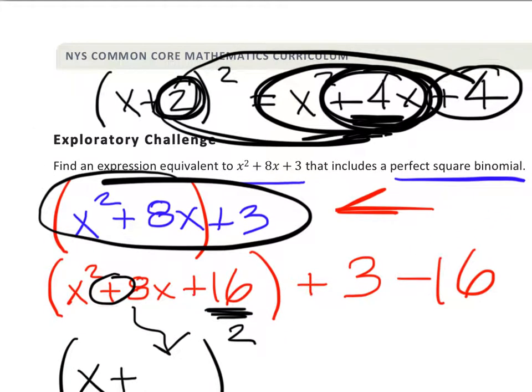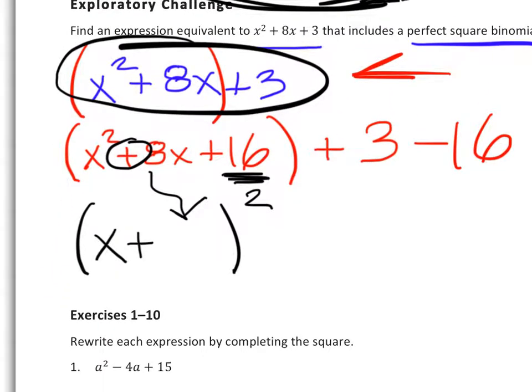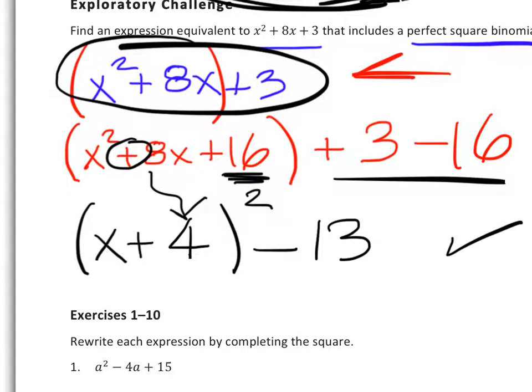Do you remember how we came up with this number here? We had to square that one. And in order to get that number, we had to do what to this? Divide by 2. So down here, half of 8 is 4. On the outside, you have 3 minus 16. What is 3 minus 16? Negative 13. Here is your answer: the quantity squared of x plus 4, close the quantity, minus 13.